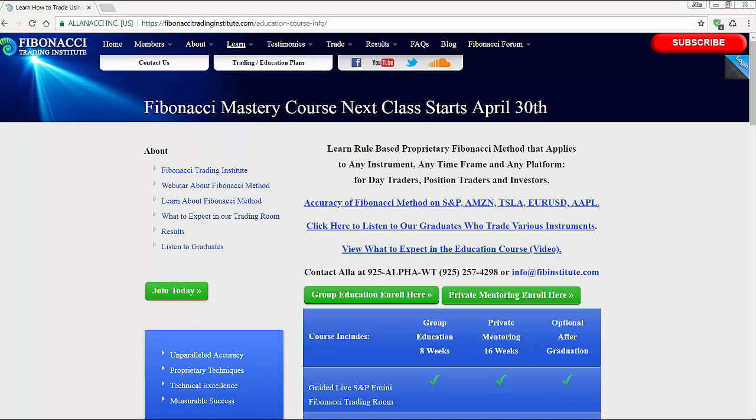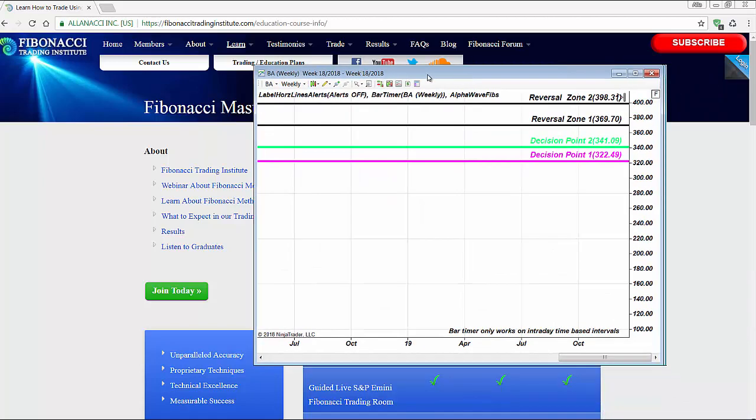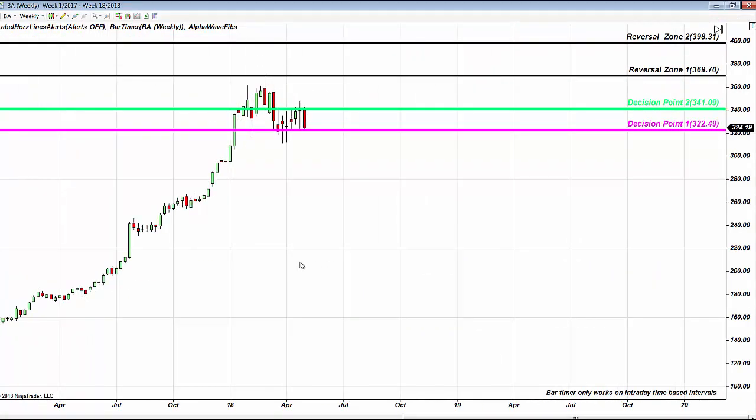BA weekly. Sell-off in progress. What a stunning, stunning structure. Did you short BA? Look at that. Once again, Fibonacci reversal zone is reached. Do not enter into reversal. Never ever forget that. Every single time, exact same story.